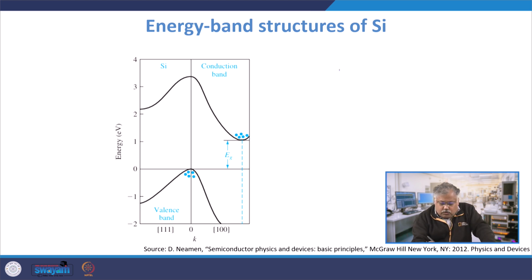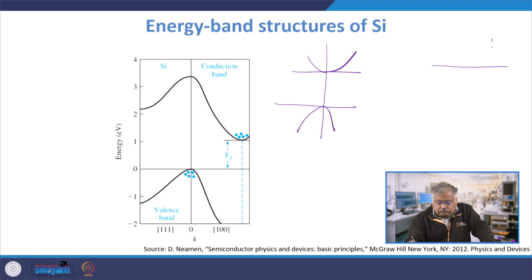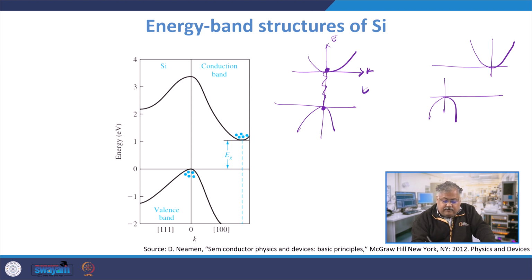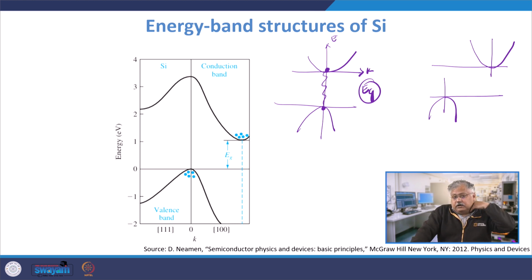Now if you look at direct and indirect, let's just draw once. This is direct and this is indirect. Now this is basically energy versus K. So if you have electrons here, they can easily transit to this particular point. So an electron can actually recombine with a hole here, giving me an energy equal to Eg. But as it moves from high energy to low energy, its K value does not change. Its K value, the wave number, still remains the same.